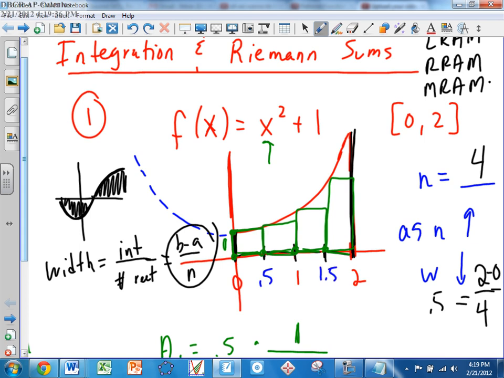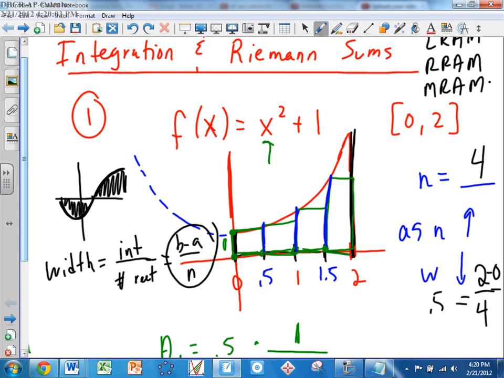So for the second rectangle, when you want to find the height of it, you need to plug in a 0.5 into the original function. Again, when you're using left approximation, you're always going to plug in all of the left numbers. So for example here, you're plugging in a 0 into this function to give you the 1. Then you plug in the 0.5 up here to give you this height. Then you plug in the 1 to give you the next height. Then you plug in the 1.5 to give you the next height.